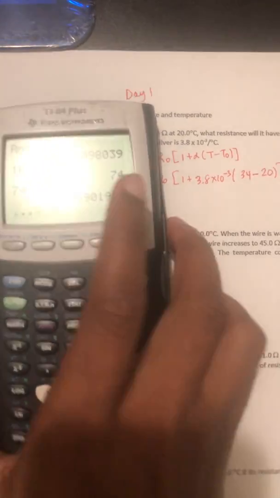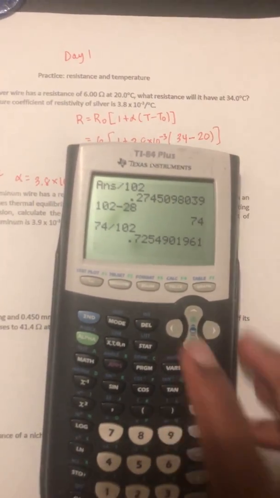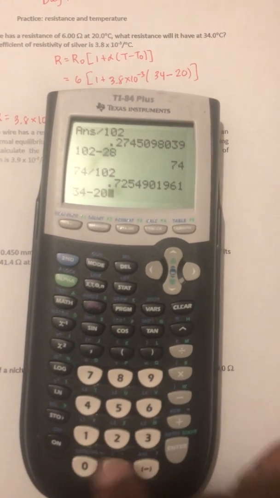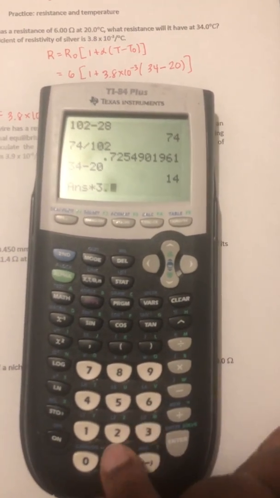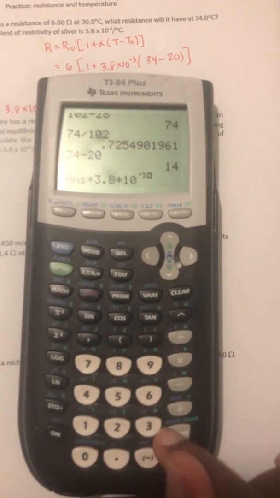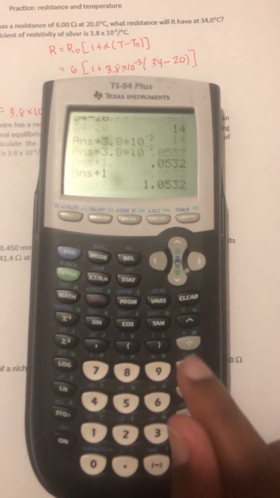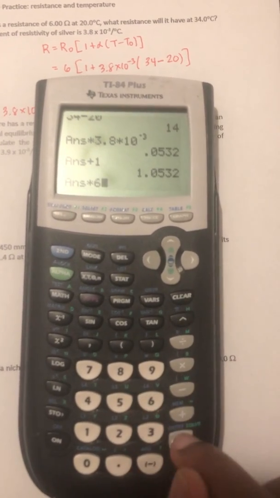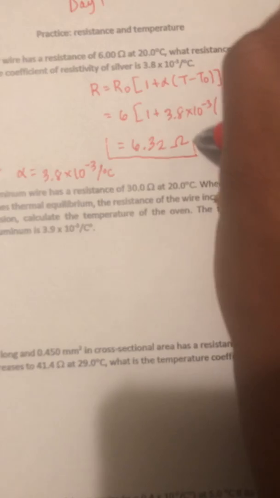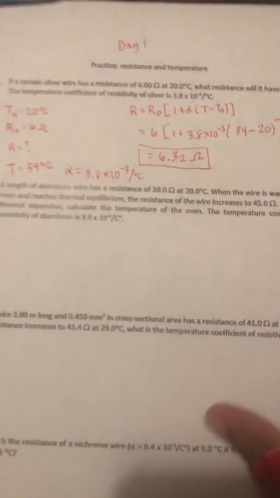Let's see. I want to start with what's in parentheses first. So 34 minus 20 times 3.8 times 10 to the negative third plus 1 times 6. And that gives me 6.32. So if you increase the temperature, the resistance increases from 6 to 6.32 ohms. That was number one.